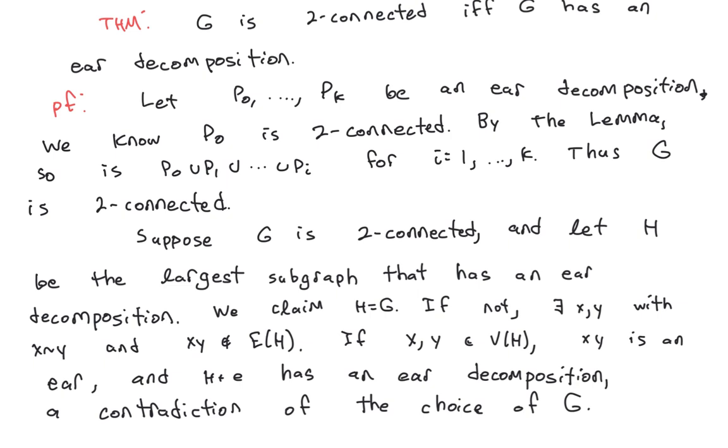Conversely, if there are vertices in G that are not in H, then because G is connected, you should be able to find a path from that vertex, say X, to any vertex in H. And then going along that path, you're guaranteed to find this edge at some point. All right, so if X and Y were already vertices in H, then the edge XY is in fact an ear. And so H plus e has an ear decomposition, which contradicts the choice of H being the largest subgraph with an ear decomposition.